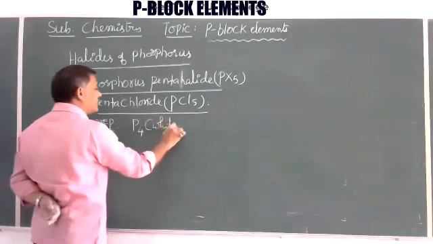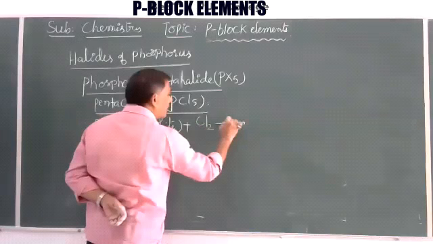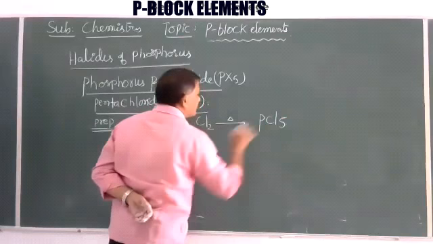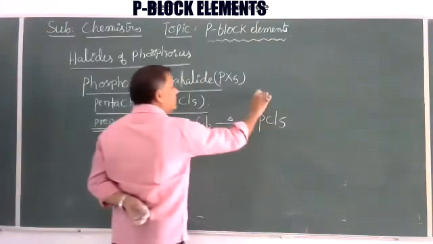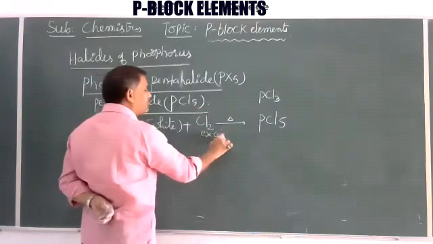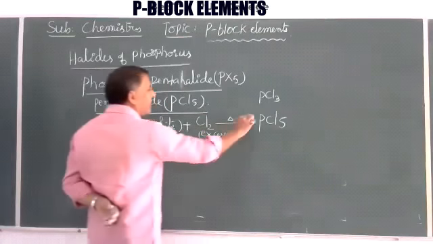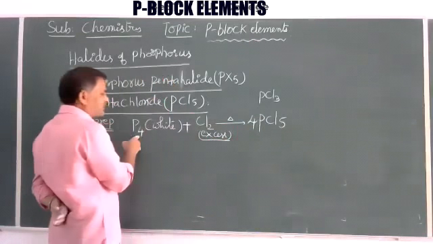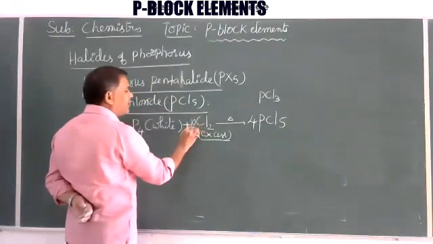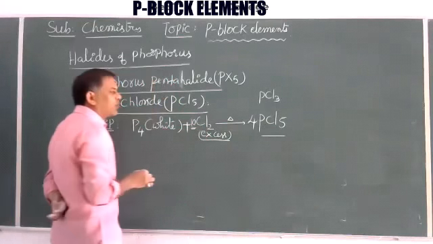Here the white phosphorus is reacted with excess Cl2, chlorine, on heating. We'll get PCl5. Same as PCl3 also we will get. That is limited. Here we can take some excess chlorine, we will get PCl5. Now this is 4 moles because white phosphorus is P4. Here 20 chlorine atoms are required. That's why I take 10 moles of chlorine. Then PCl5, phosphorus pentachloride, will be obtained.